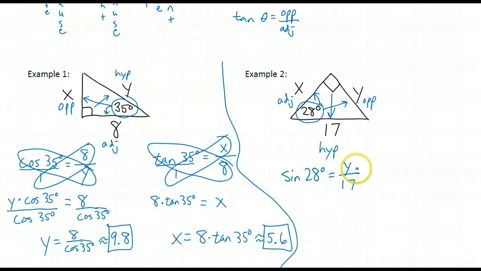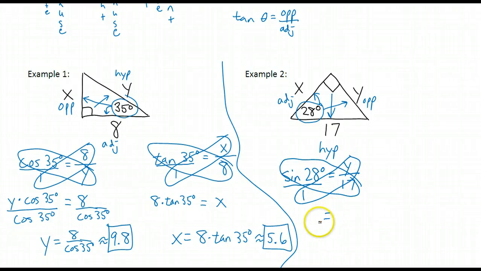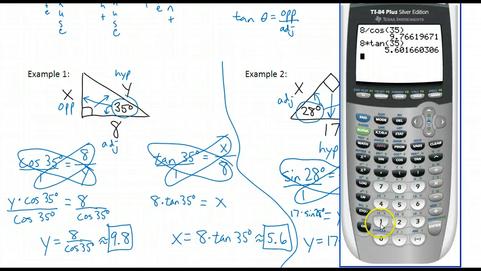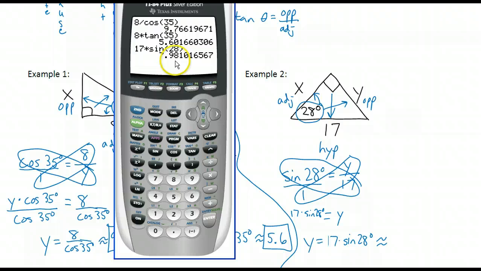Solve for y. Cross multiply. I'm going to have 17 times the sine of 28 degrees equals y. So y equals 17 times the sine of 28 degrees, which is approximately 7 point, if I round to 1 decimal place, that gets rounded up, so it actually rounds to 8.0.